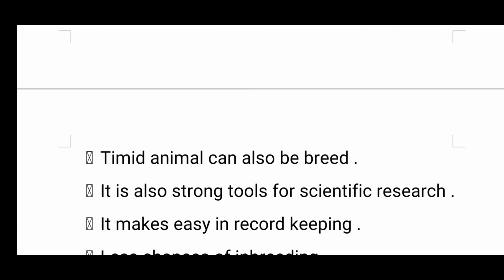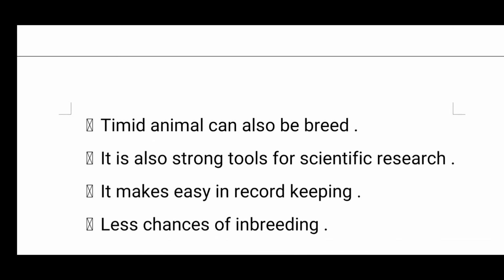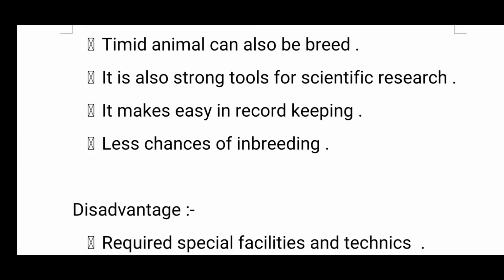Next, timid animals can also be bred. Next, it is also a strong tool for scientific research. Next, it makes record keeping easy. Next, there are fewer chances of inbreeding. This is very important from the exam point of view.